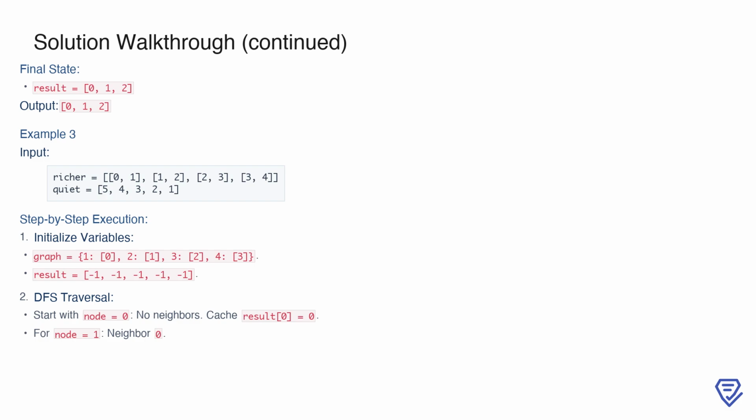The output indicates that for node 0, the quietest person is node 0, for node 1, it is node 1, and for node 2, it is node 2. This makes sense, as there are no richer relationships in the graph, so each person is their own quietest.